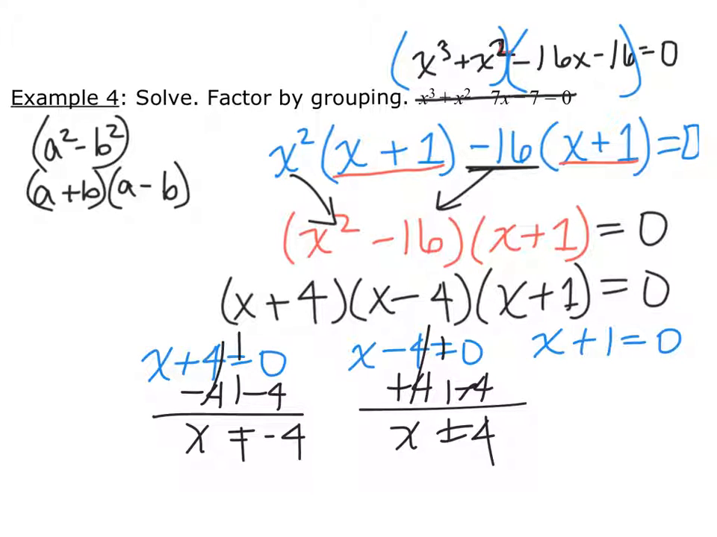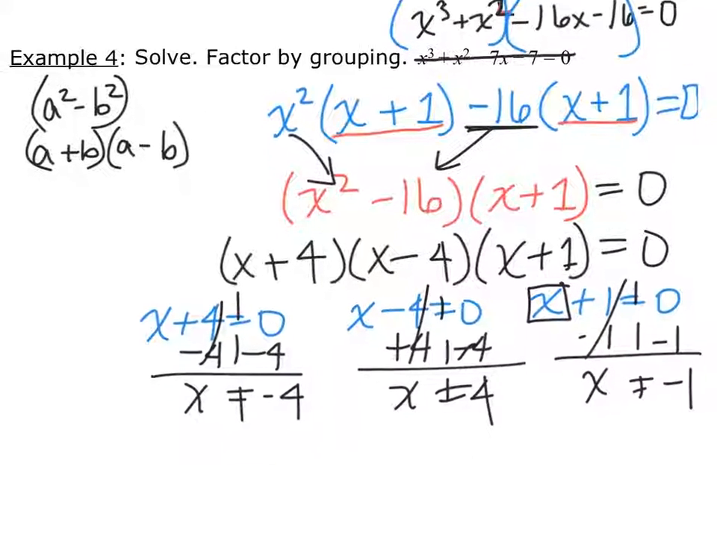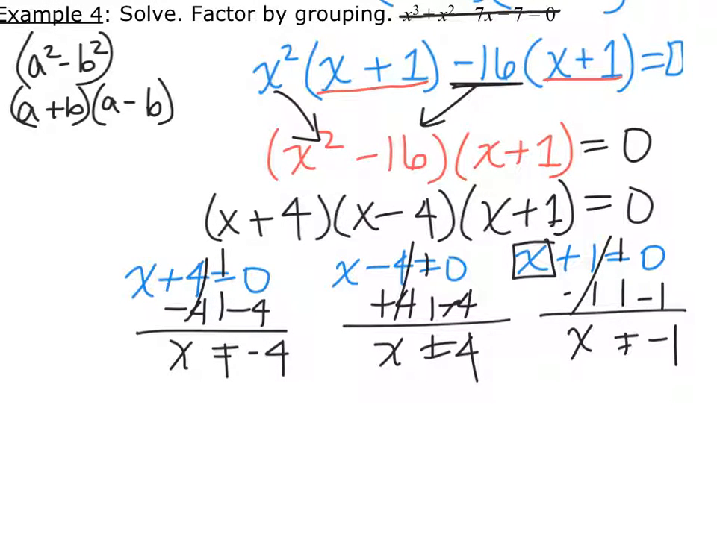All right, finally, Xavier, how am I going to get x by itself? What do I got to move? We're going to do the opposite and subtract 1, right? Beautiful. So x equals negative 1. All right, so I've got negative 4, 0, positive 4, 0, negative 1, 0.